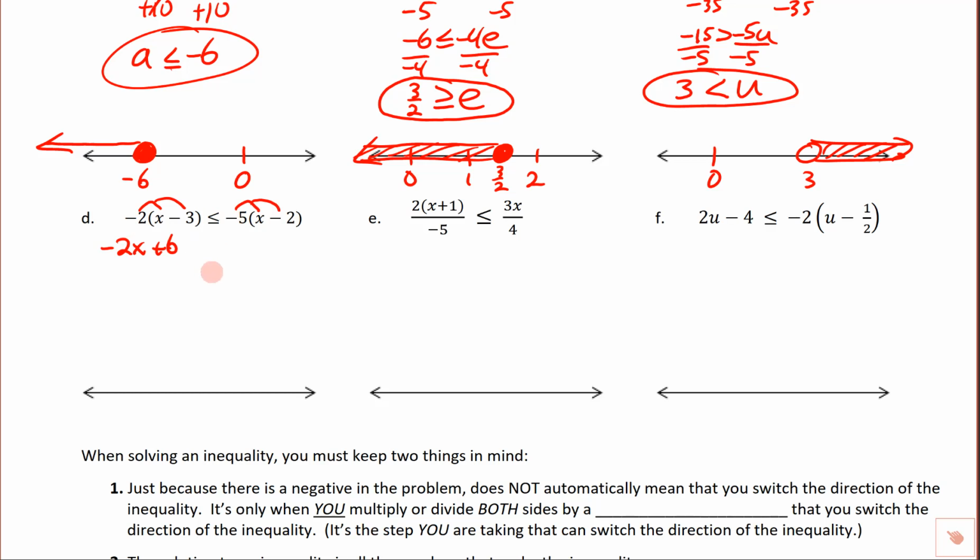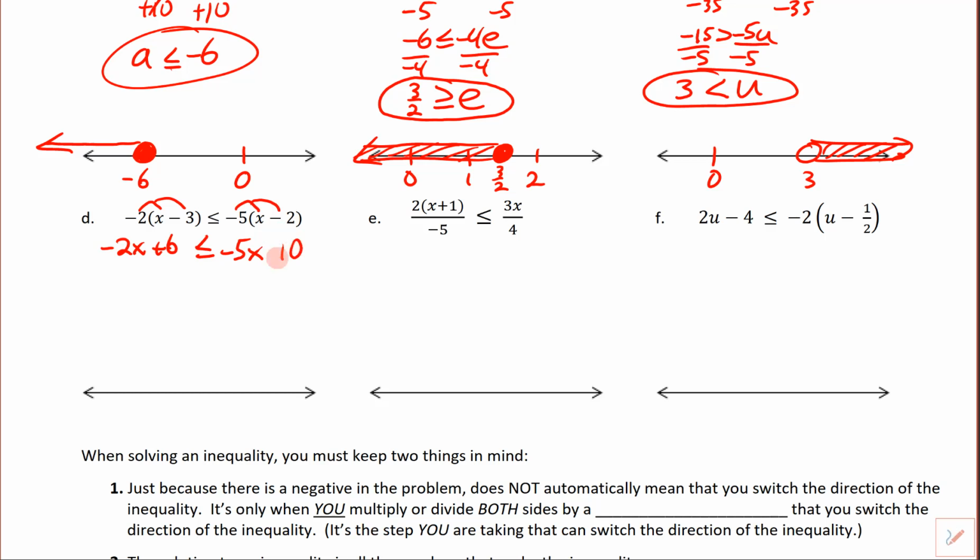So think about that for a second. We multiplied by a negative on both sides. Do we need to switch the direction of the inequality? The answer to that is we do not. Because we were not taking a step in solving this. All we're doing is simplifying. Simplifying is never going to change the direction of the inequality. So on this side, we get -5x, and we get a +10.